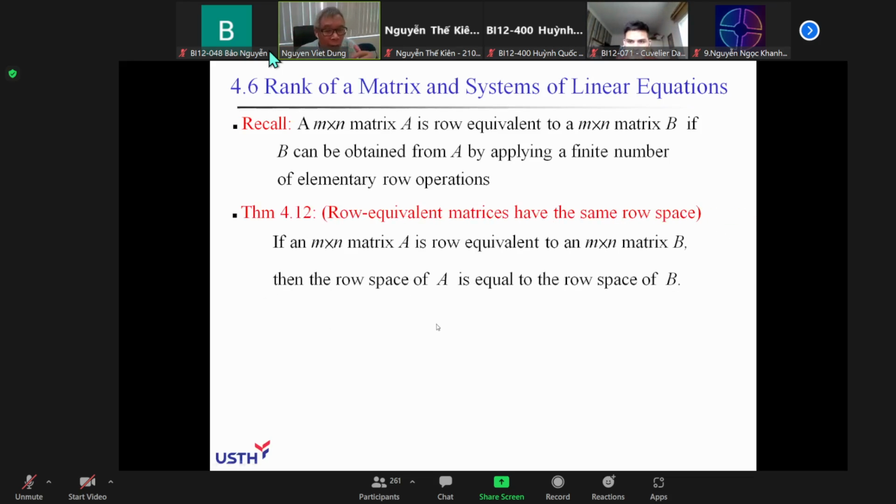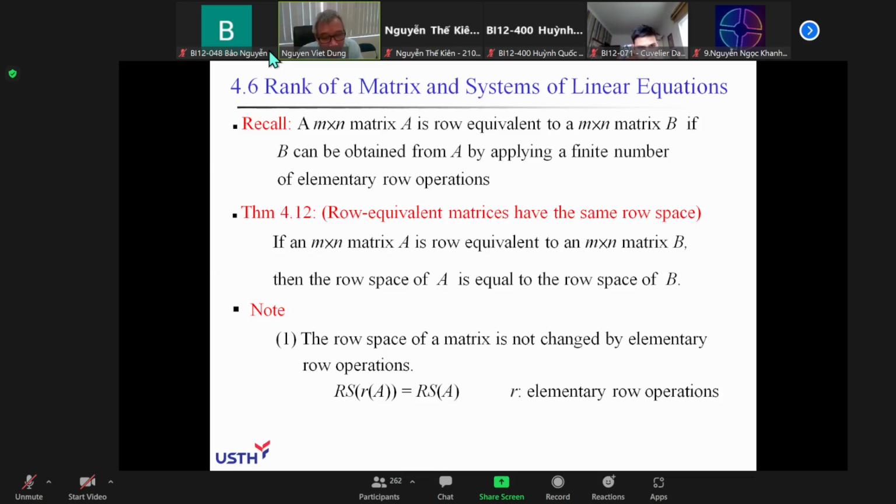Then we have a claim. The claim says that if matrix A is row equivalent to the matrix B, then they have the same row space. If A and B are row equivalent, then the row space of A equals the row space of B. Or in other words, they have the same row space. That one is a very important thing.